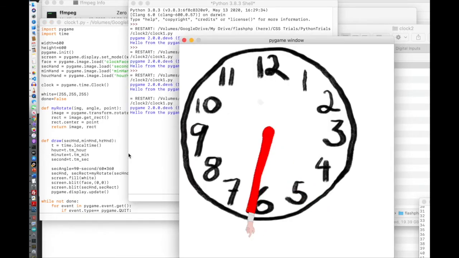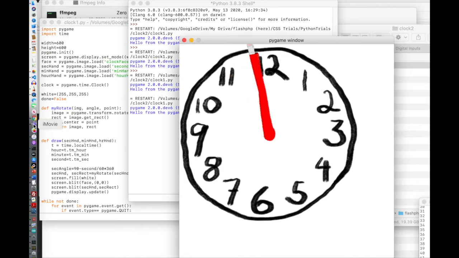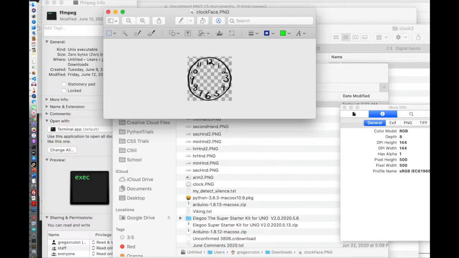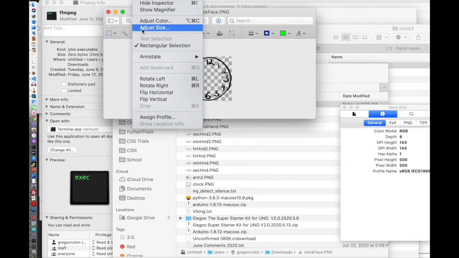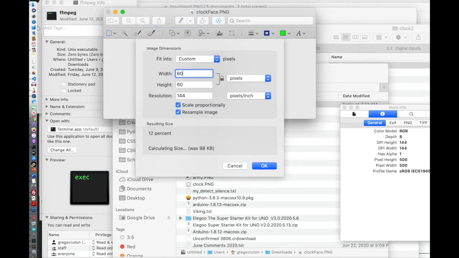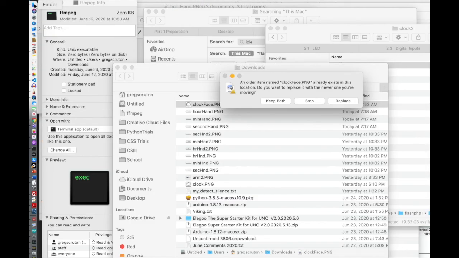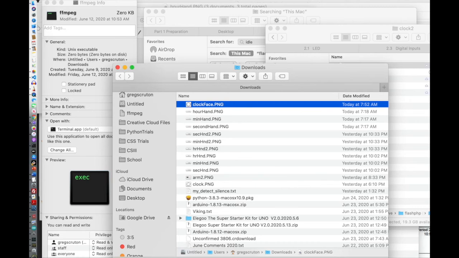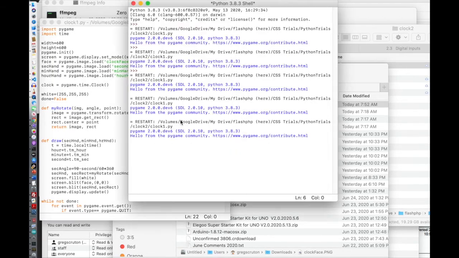The next thing is making the clock face a little bit bigger. I'm going to go with close to 600. Let's see what happens if we do 600. Tools, adjust size, let's try 600. Save that, and then replace. Back into IDLE, function F5 to run.